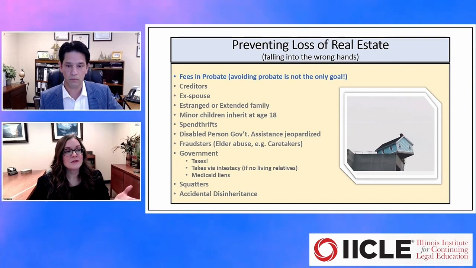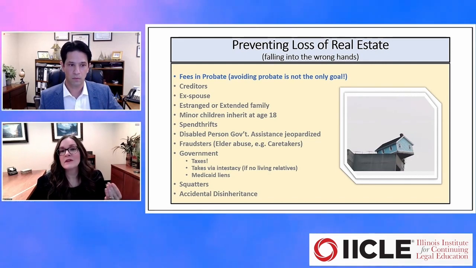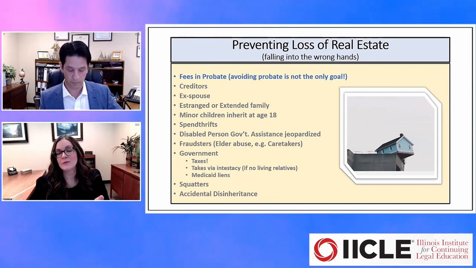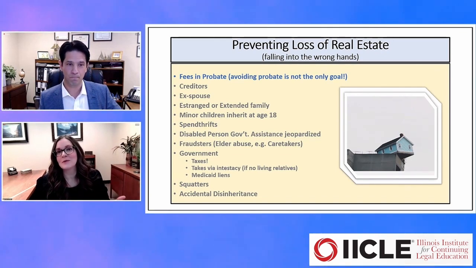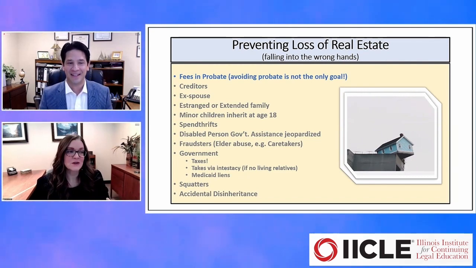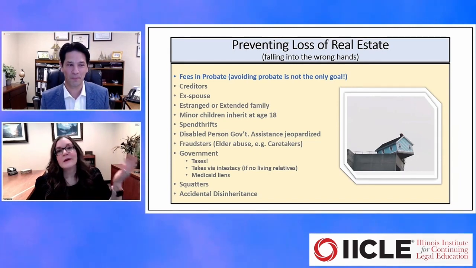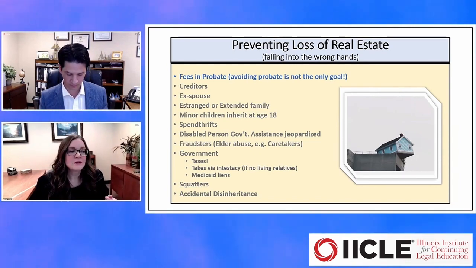Or it might suddenly come into ownership of a minor child who can then inherit and take that property at age 18. They're usually spendthrifts. We know that minor children, when they turn age 18, are probably not equipped to make wise budgeting choices. So we're trying to prevent loss of real estate from being spent.